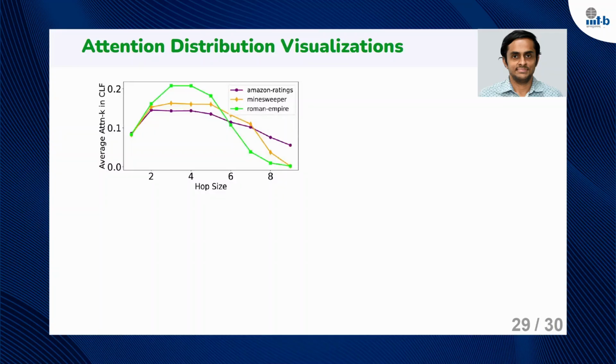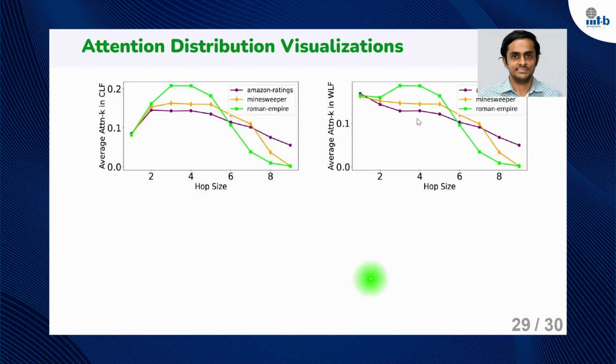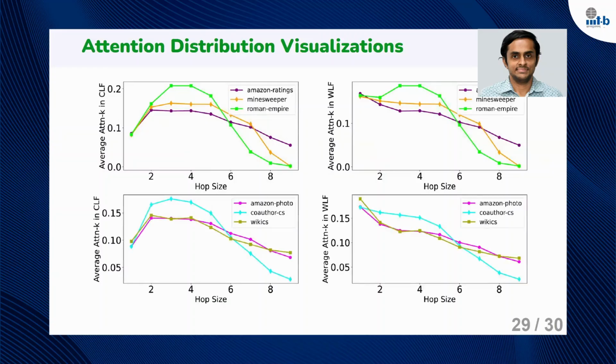And this is the attention distribution visualization. It does not eliminate over-globalization, but it reduces it. This is the attention after this joint training. You can see that downward trend from k equals 4 or 6 onwards. This is for the homophilic data sets. You can see a similar looking downward trend here as well.